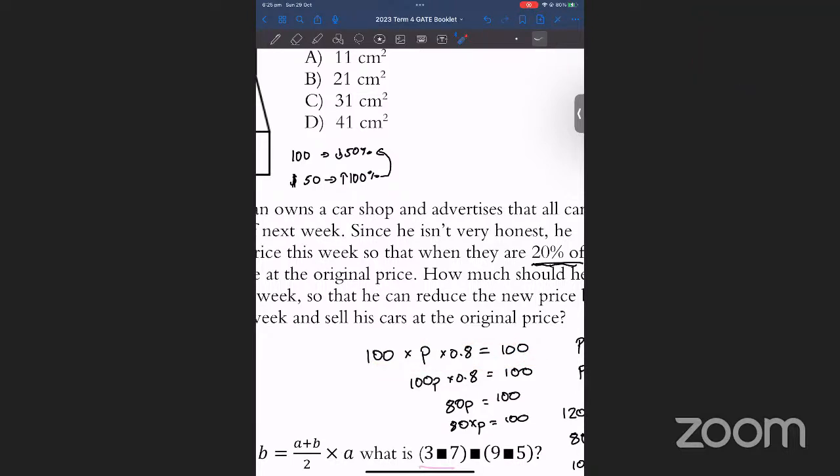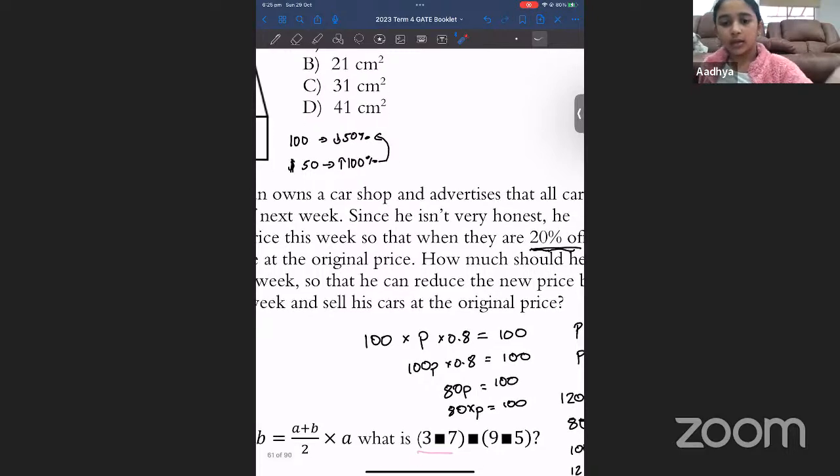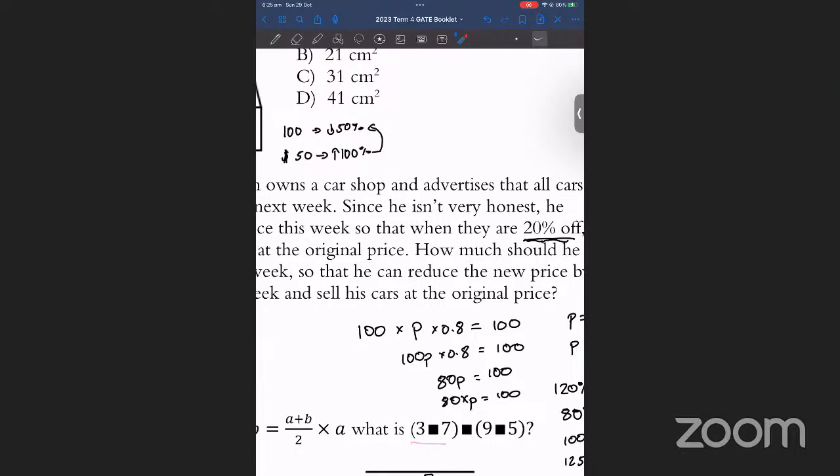Which part do you not understand out there? I don't understand the part where it decreases to 8%. Well, the car is decreased by 20%. So if something is decreased by 20%, what percentage of the original price are you paying?